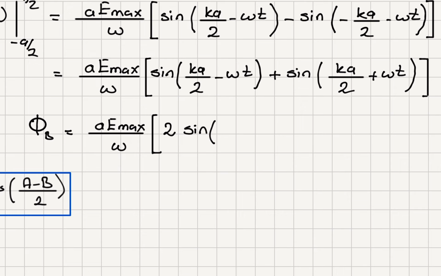The omega t's will cancel. I will obtain ka divided by 2, so sine of ka over 2, times cosine of (a minus b) over 2, so cosine of (ka over 2 minus ka over 2 minus omega t minus omega t) over 2. The ka over 2's will cancel, and minus 2 omega t divided by 2 gives minus omega t, but cosine is an even function, so cosine of minus omega t is equal to cosine of omega t. So the flux can be written this way.